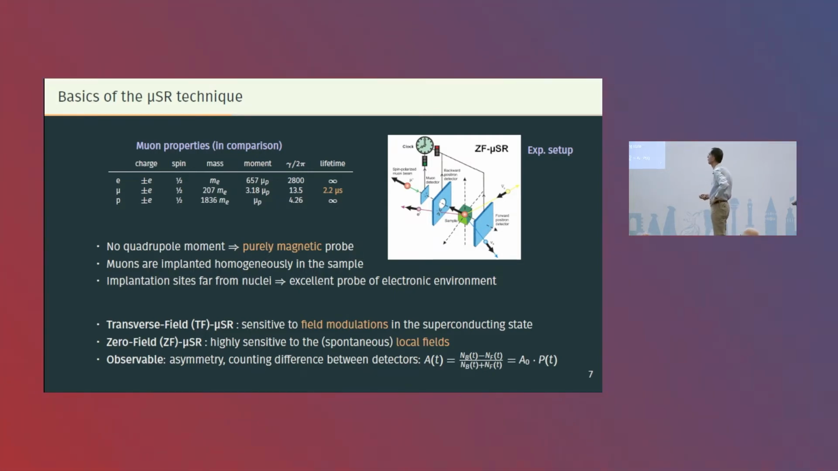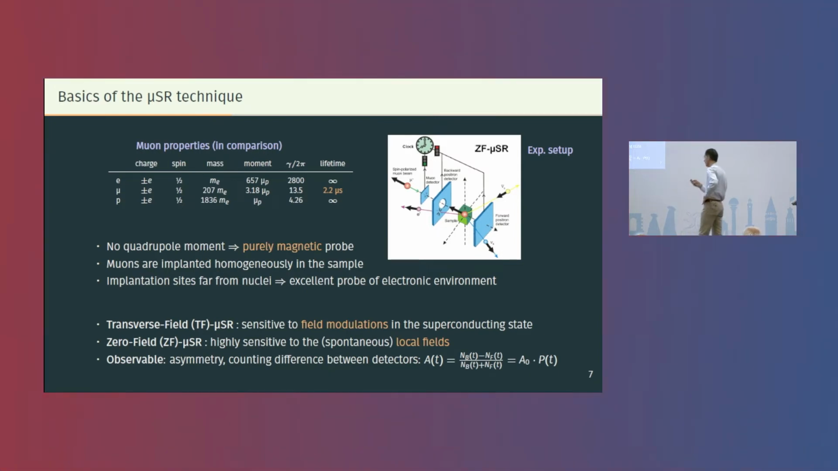In one case, it's called zero field. It's sensitive to even tiny local fields because the muon has a huge magnetic moment, or gyromagnetic ratio, if you wish. Or in transverse applied field, it's very sensitive to field modulation, in this case, in the superconducting phase. What is very important, this is a purely magnetic probe, no quadrupole moment, and this is very, very important. They are homogeneously sampling the whole field distribution in the bulk. This is crucial. And the other thing which is also important, we are talking about the nematicity of the electron fluid, and they sit far from nuclei, so we are probing the electronic environment.